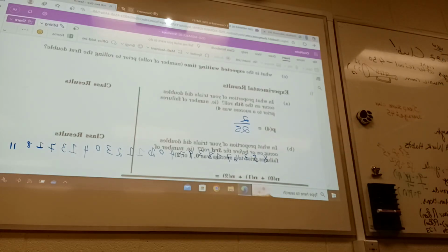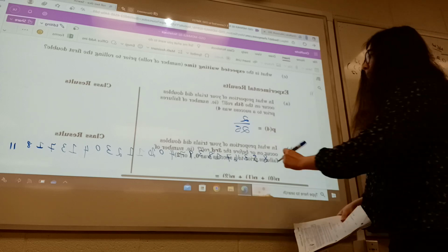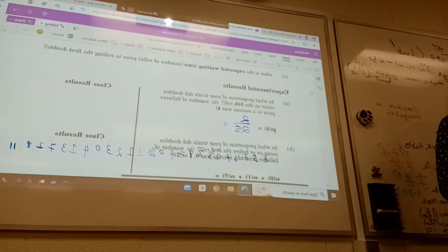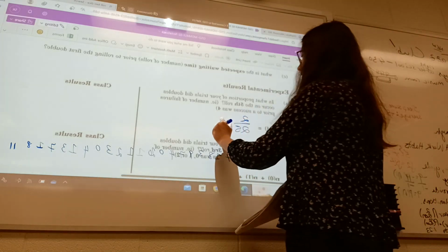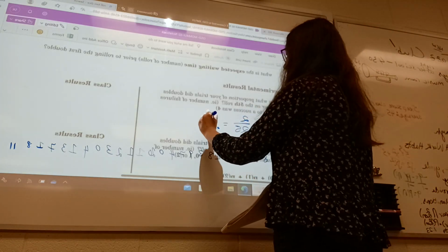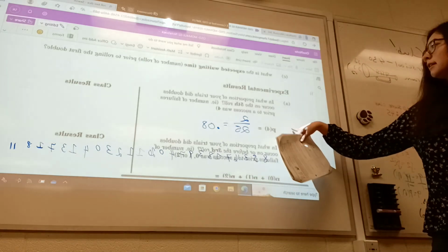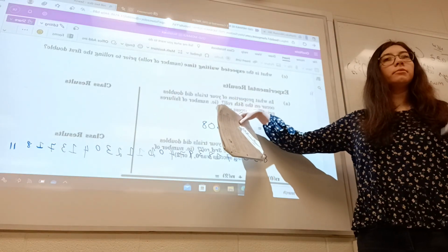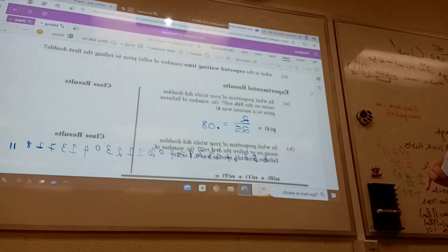Somebody put that in a calculator for me. What is that as a decimal probability? 2 divided by 25. 0.08. So experimentally, there's an 8% chance that we have 4 failures on average before we get our first success, okay?